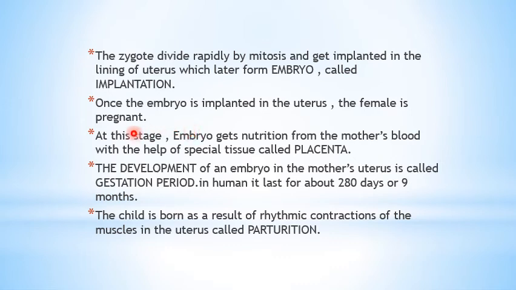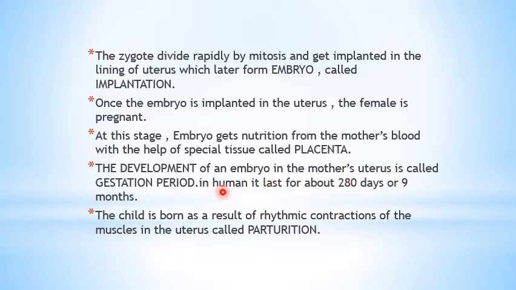So the condition where the egg gets fertilized and implanted is known as pregnancy, and the female is pregnant. At this stage, the embryo gets nutrition from the mother's blood with the help of a special tissue called the placenta. The development of an embryo in the mother's uterus is called the gestation period.